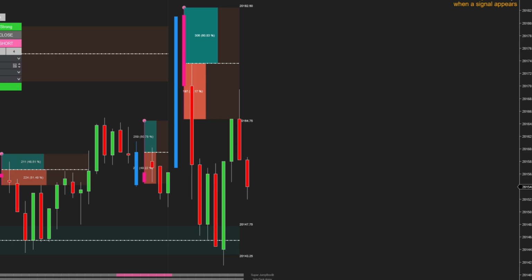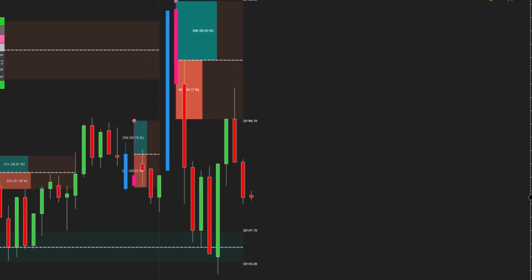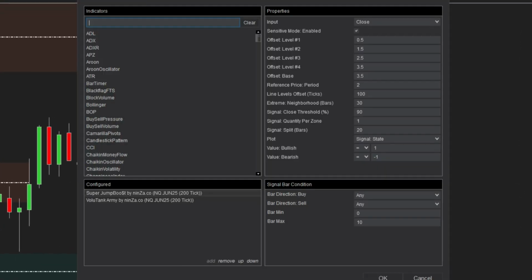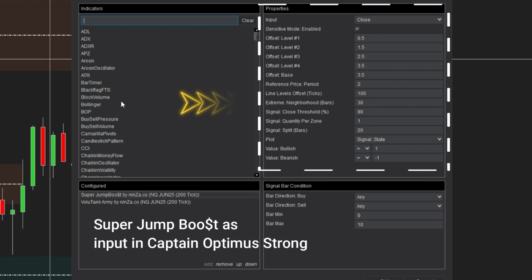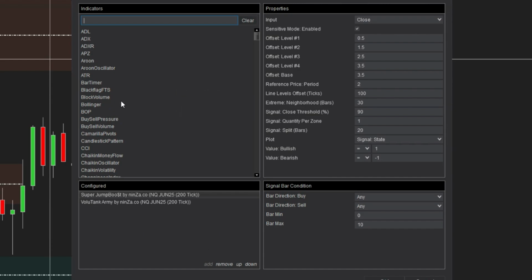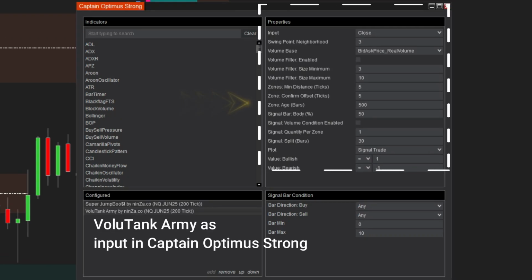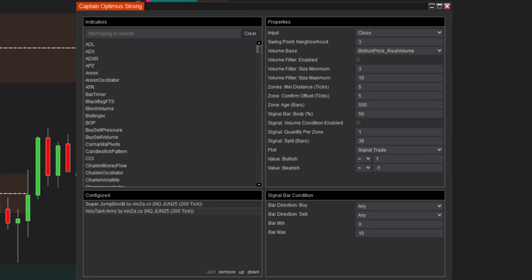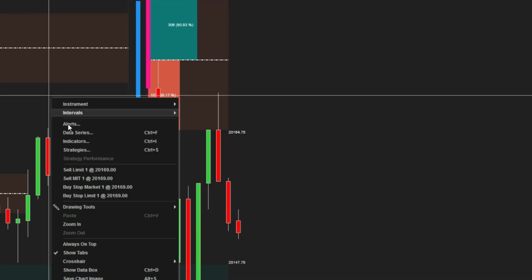If we rely solely on strict signal alignment, signals will be limited and infrequent. So I use two types of entry logic. One, automated signal, auto mode, based on buy-sell signal from VoluTank Army, plus aligned momentum from Super Jump Boot. This signal logic is fully built into Captain Optimus Strong and will trigger automatic entries when both conditions are met.